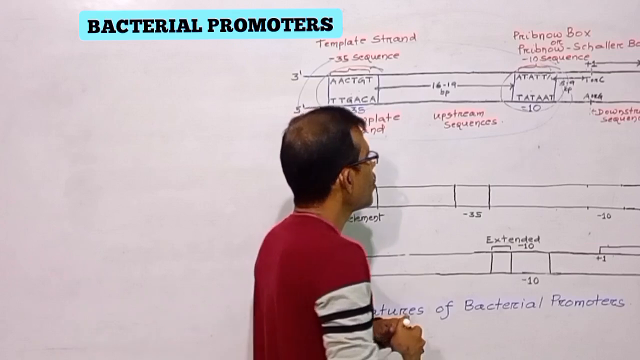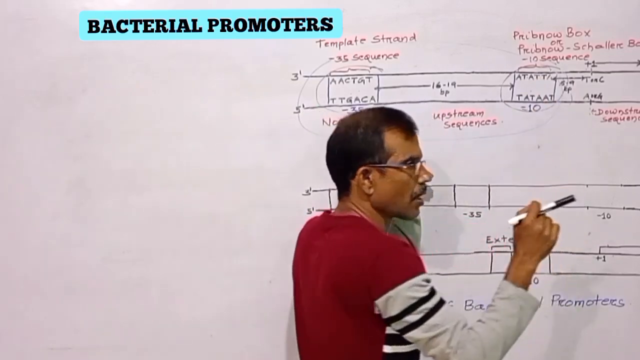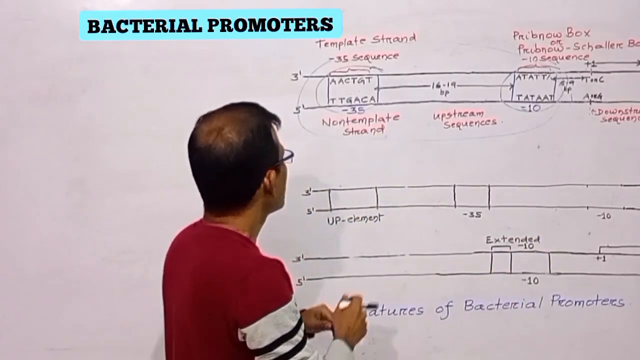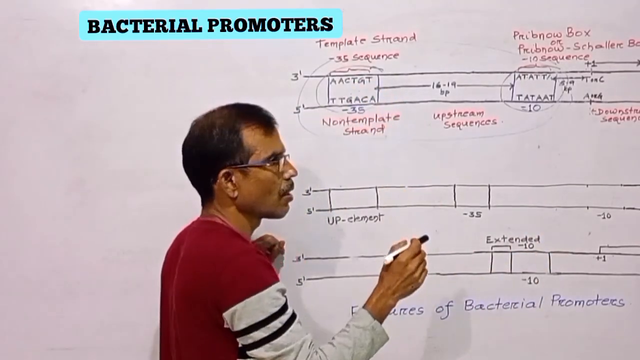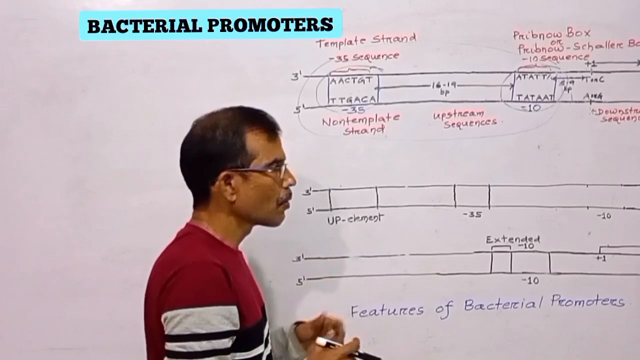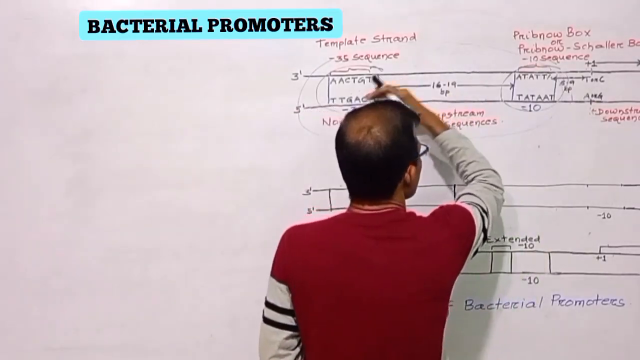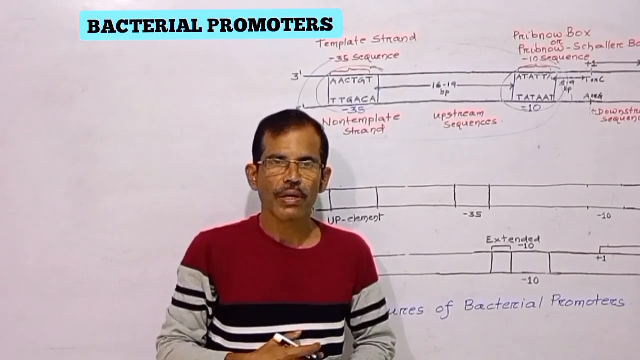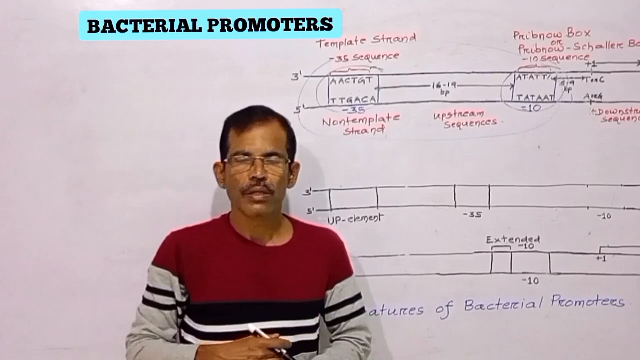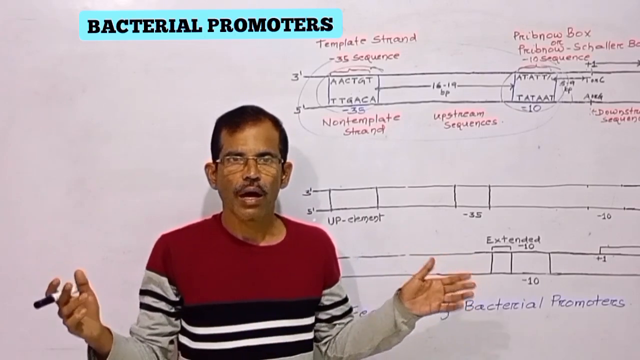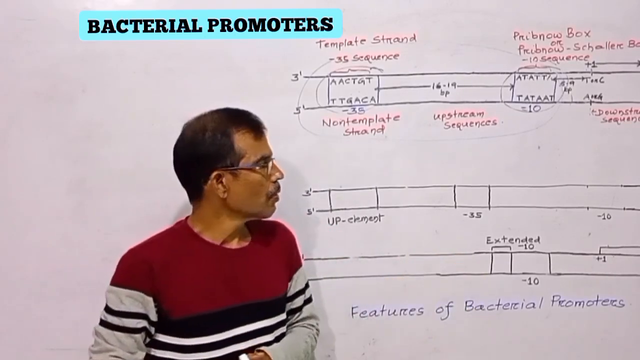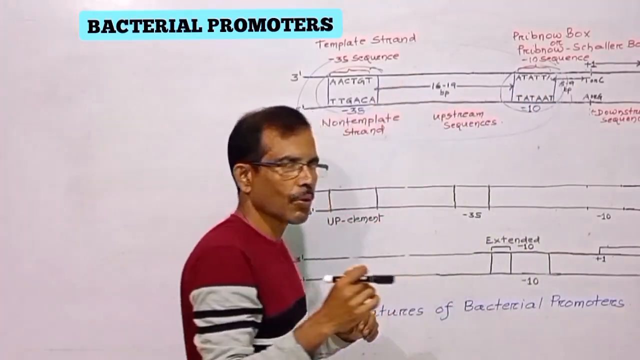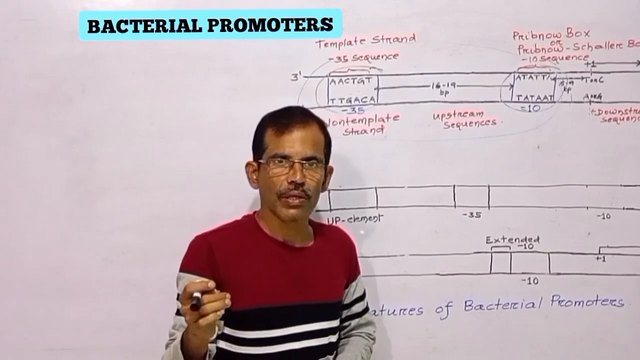The midpoint of the -10 sequence occurs at about the 10th nucleotide pair, and that of the -35 sequence occurs at about the 35th nucleotide pair before the transcription start site. Although these sequences vary slightly from gene to gene, some nucleotides are highly conserved. The nucleotide sequences of these two conserved genetic elements are known as the consensus sequence.